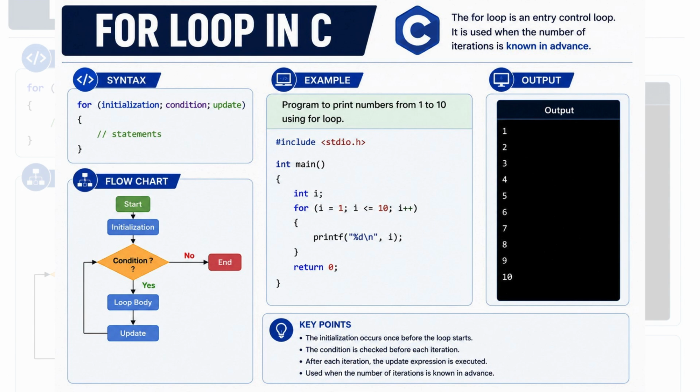The flowchart clearly illustrates this sequence: initialization, condition, loop body, update and condition, repeating until the condition becomes false. Here, initialization executes only once. The condition is checked before every iteration. The update executes after each iteration, and the for loop is ideal when the number of iterations is already known. These are the key points for the for loop.